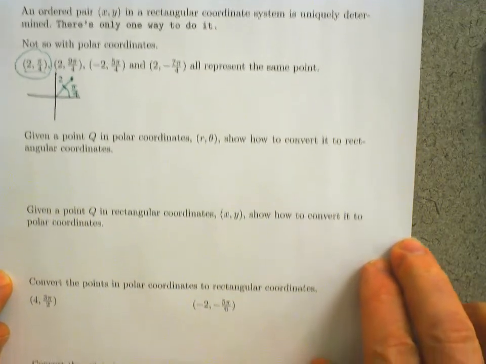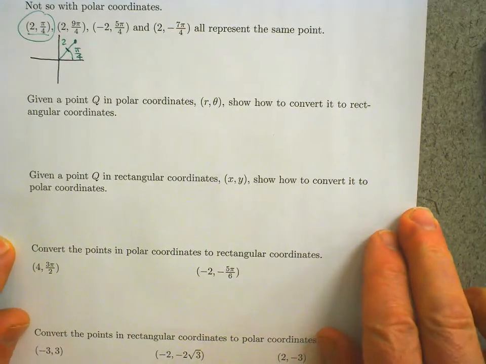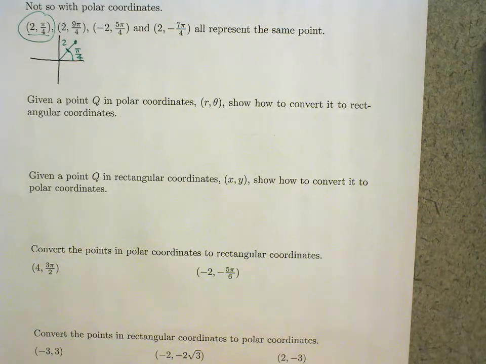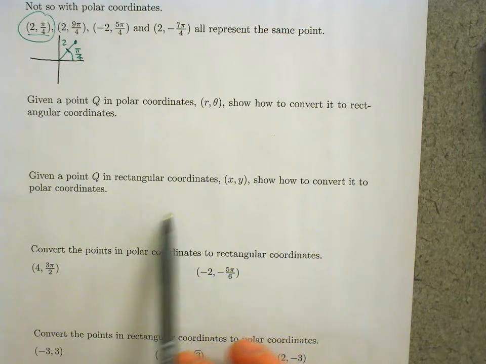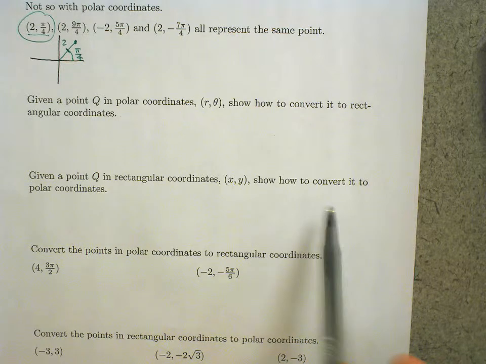Okay, now we'll discuss how we change from, or convert from, polar coordinates to rectangular coordinates. And then after that, we'll do it the other way around. How do we convert from rectangular coordinates to polar coordinates?